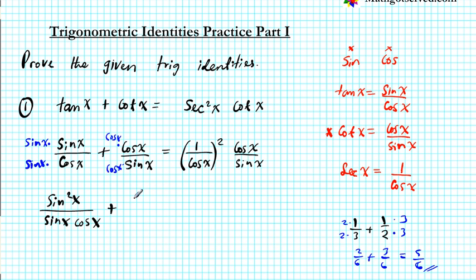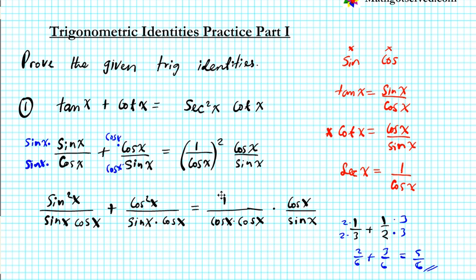And then cosine x times cosine x is cosine square x over sine x cosine x, because we know that multiplication commutes, right? All right, and then on this side right here, I'm going to have 1 over cosine square x. But instead of writing cosine square x, I'm going to write it as cosine x times cosine x. That's what square means, right? You multiply something by itself. And then times cosine x over sine x.